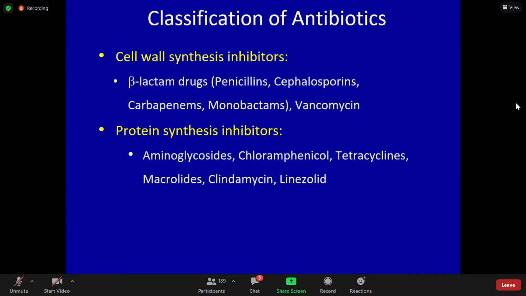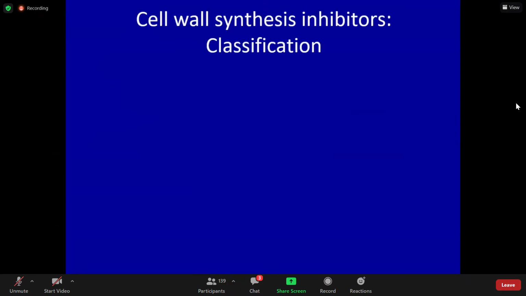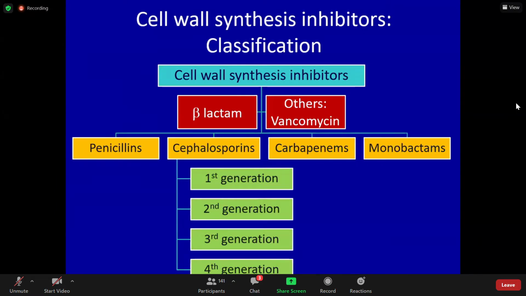So classification, we already mentioned, Dr. Hakim mentioned already. Let's start with cell wall synthesis inhibitors, one of the most important classes of antibiotics. Now, you can see they are basically divided into two major classes. The biggest class is beta-lactam antibiotics and the other is non-beta-lactam, with only one drug in this class. There are a few unimportant drugs in this class, but let's focus on only one drug, which is vancomycin. All the other cell wall synthesis inhibitors belong to beta-lactam.